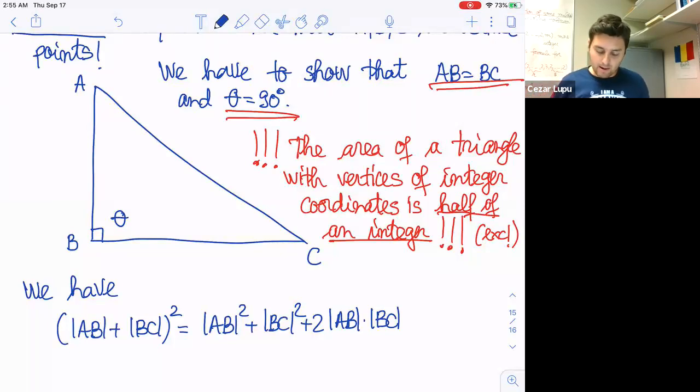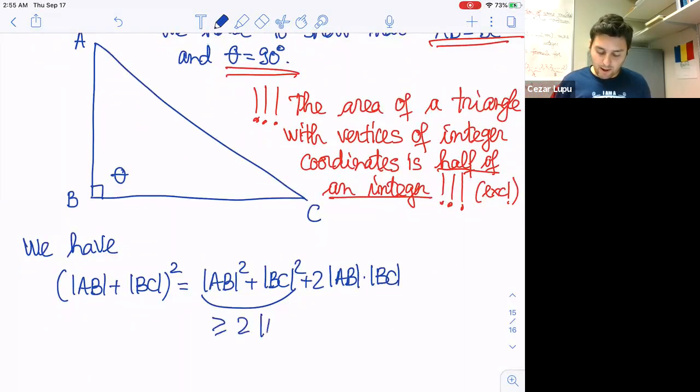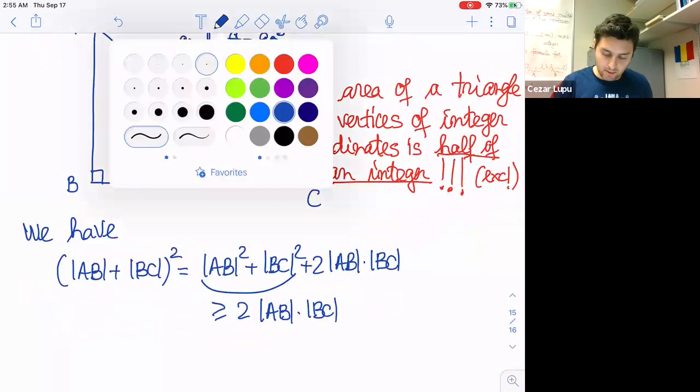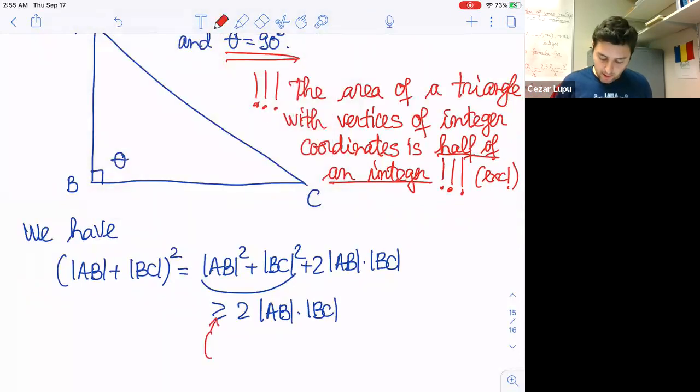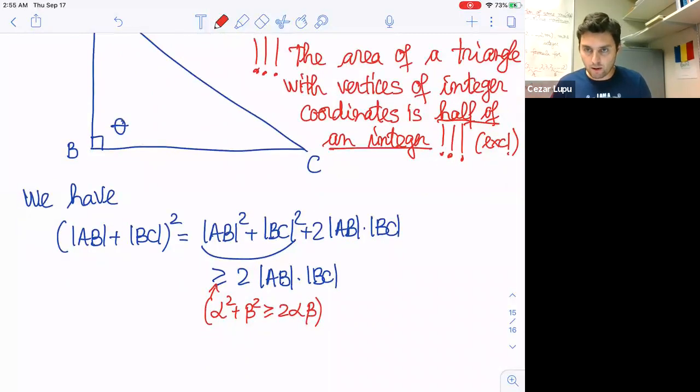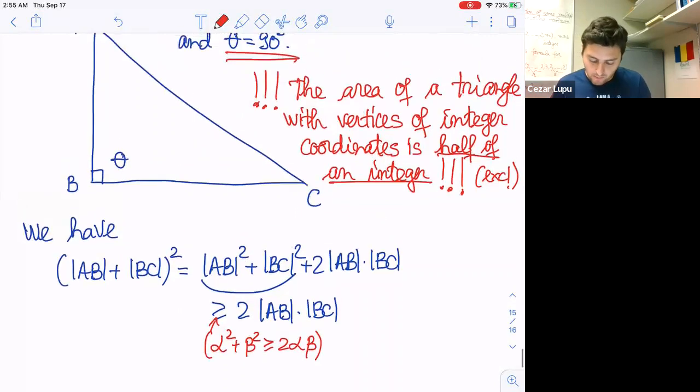Now I can do the following. I know that this is greater or equal than 2 times AB times BC. Keep in mind that's the first inequality that we did in lecture 1. We applied that alpha squared plus beta squared is greater or equal than 2 alpha beta. You can just complete the squares or apply the AM-GM. We did this at the very beginning of lecture 1.